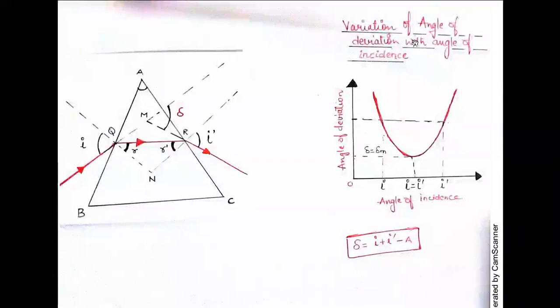Now students, we are going to discuss the variation of angle of deviation with the angle of incidence. For that we will have to plot a graph between angle of deviation and angle of incidence. In this graph, we take angle of deviation along this axis and angle of incidence along this axis. We find that as the angle of incidence increases, the angle of deviation decreases, according to this relation.